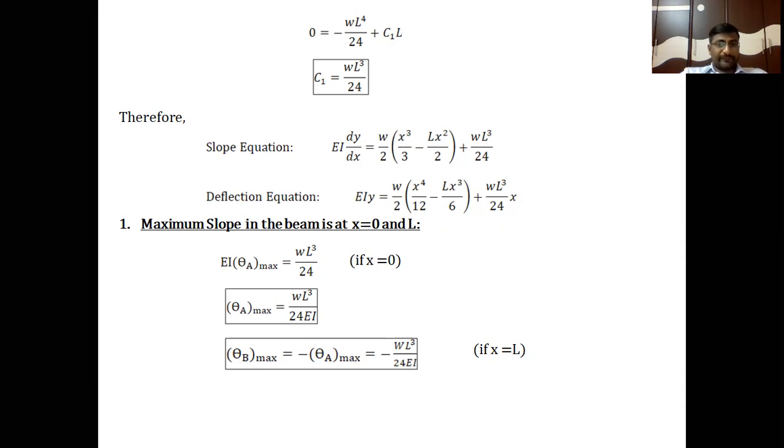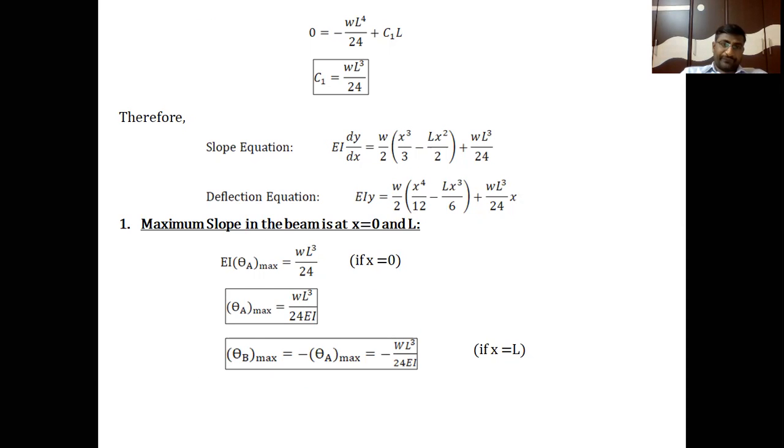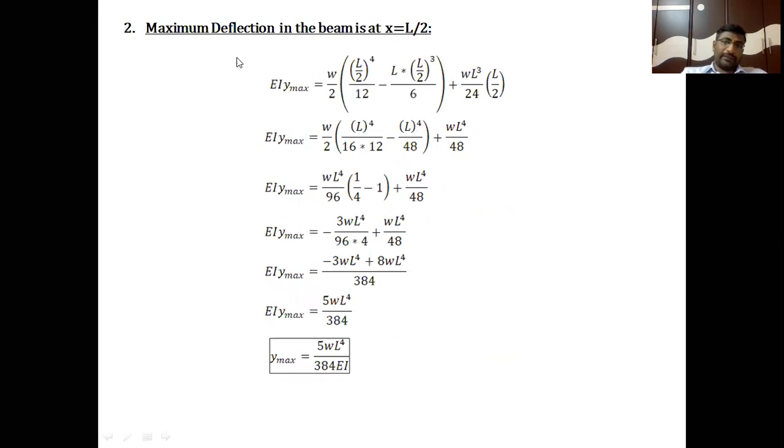These are the formulas for the maximum slope in the beam, and maximum deflection in the beam is at x equal to L by 2. L by 2 means at the center of the beam, the deflection is maximum. So EI y maximum, this is the deflection equation. If you substitute L by 2 in place of x, then we can get the maximum y value. So EI y max is equal to w by 2 into L by 2 whole power 4 by 12 minus L into L by 2 whole cube by 6 plus WL cube by 24 into L by 2.